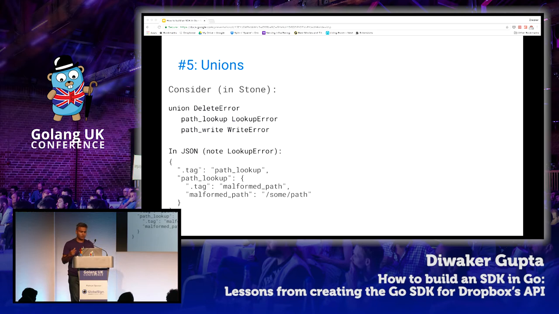Here, this is an example from the actual Dropbox API, and the specification at the top is written in the Stone domain-specific language. We're saying that we have an error type called delete error, and it can either be a lookup error, so for example, the path that you're trying to delete doesn't exist, or it can be a write error. Maybe you don't have permissions to delete that file. And at the bottom, there's a JSON representation that's sent by Dropbox's servers. Now, notice that in the JSON representation, the path lookup member, which is of type lookup error, is itself a union.